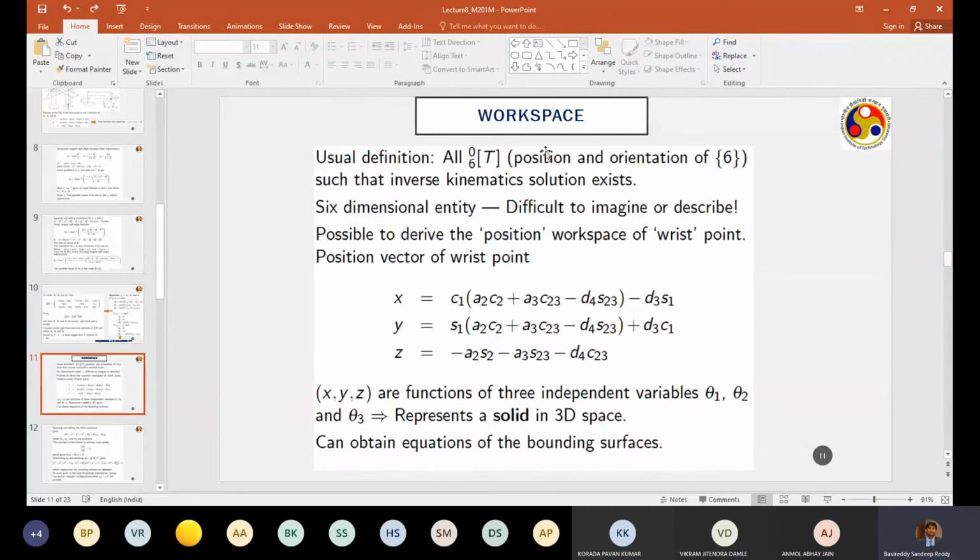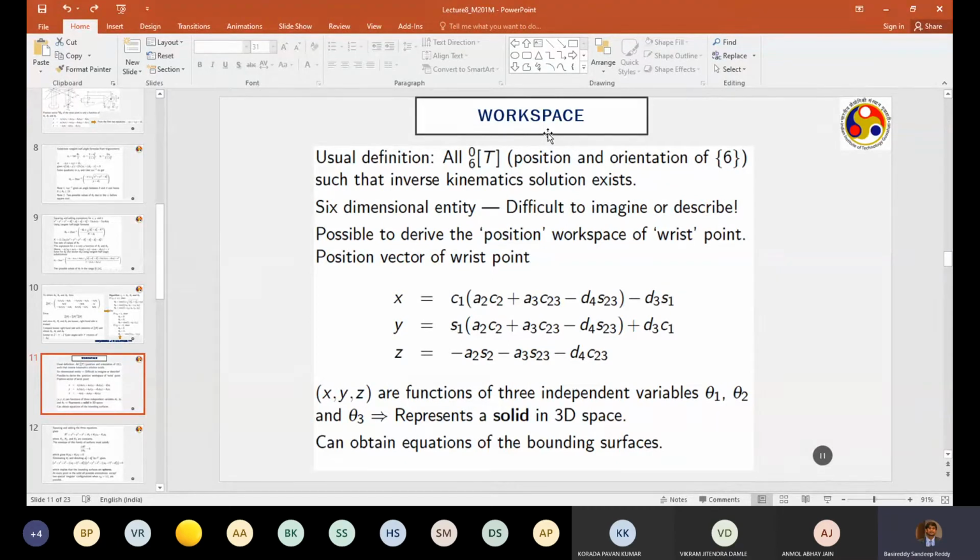I'll just move on. Now the workspace of this. Now what did we define the workspace to be? The workspace, if you remember what we learned in the inverse kinematics of the 3R manipulator, was all the position and orientation such that the inverse kinematic solution exists. Now in this case, it is clearly a 6-dimensional entity, which is quite difficult to imagine. But it is also possible that we can derive the position workspace of the wrist point, right?